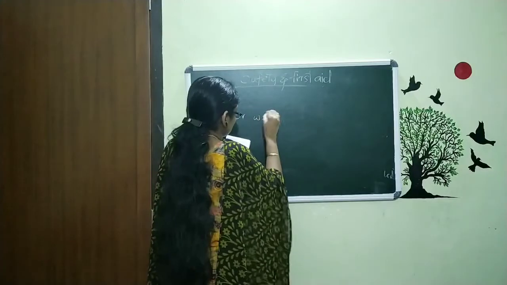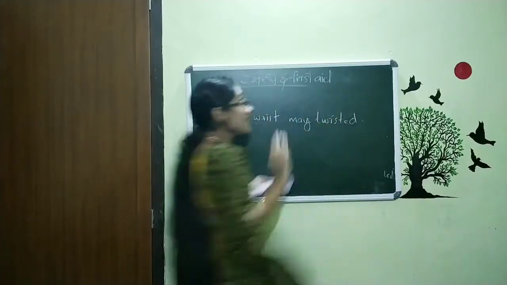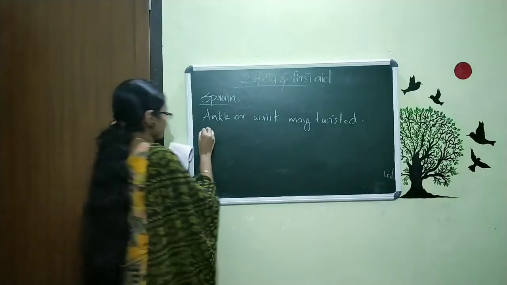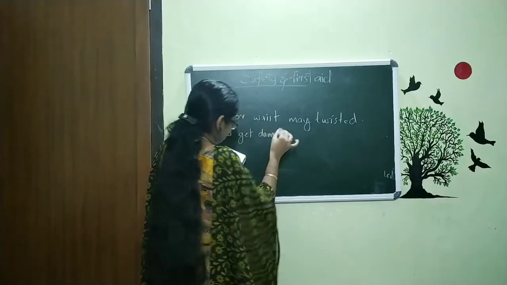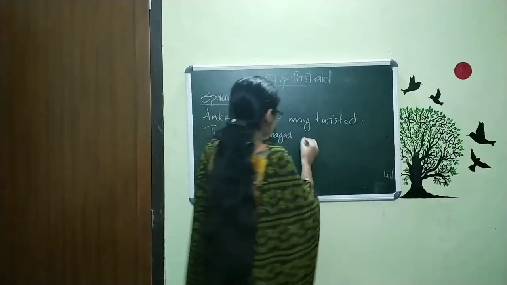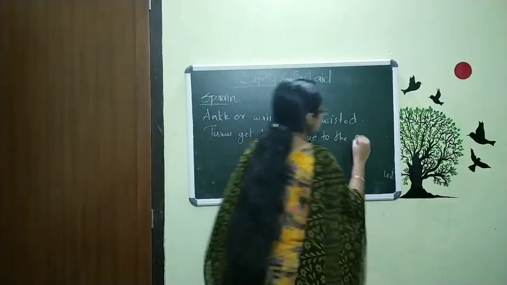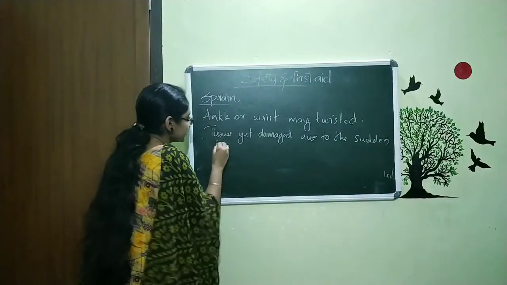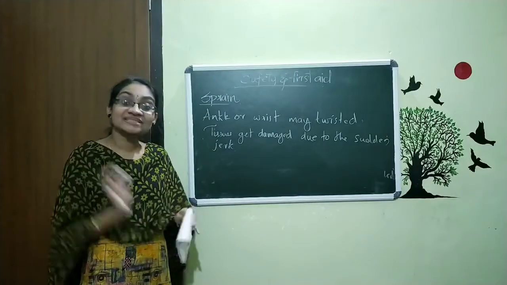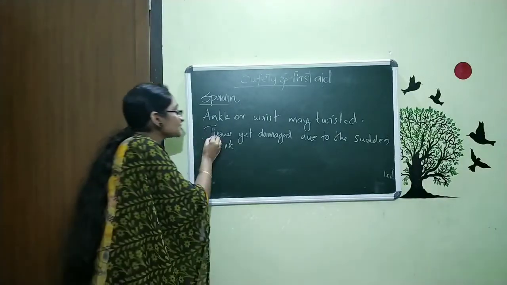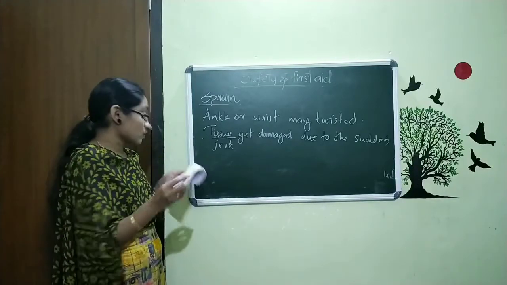So we can say that sometimes our ankle or wrist may get twisted. At that time our tissues get damaged. How? Due to the sudden jerk. So that is what a sprain is. The ankle or wrist may get twisted sometimes, and at that time our tissues get damaged due to the sudden jerk, and that we call a sprain.